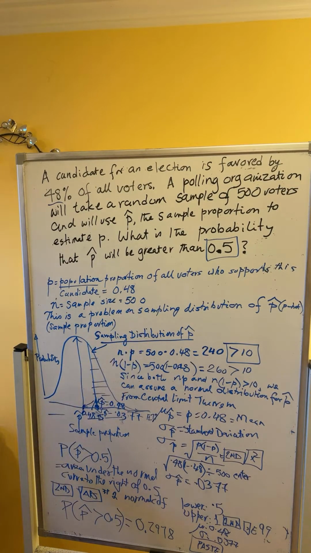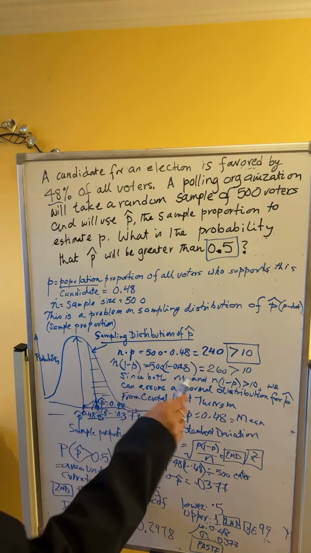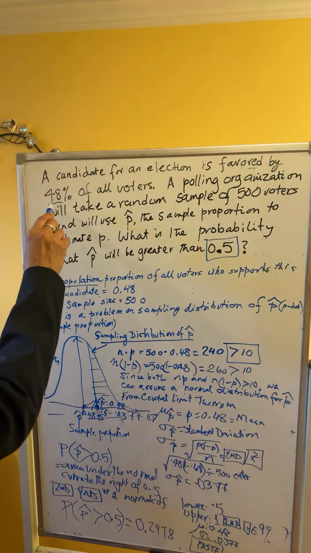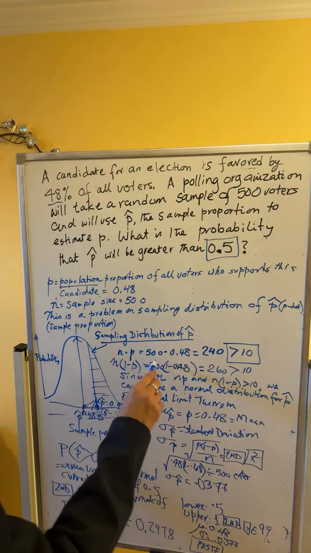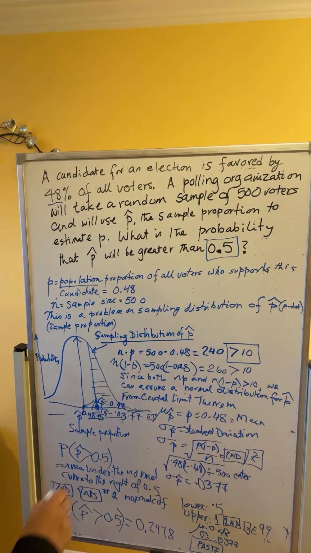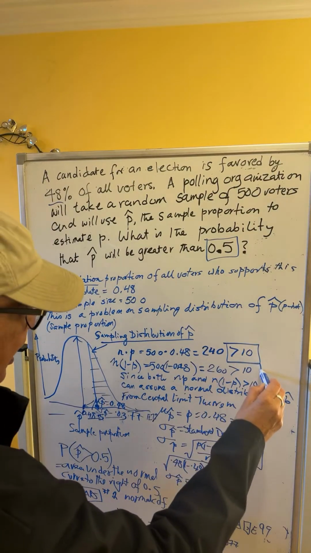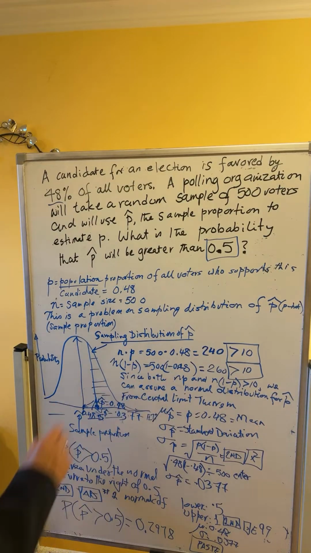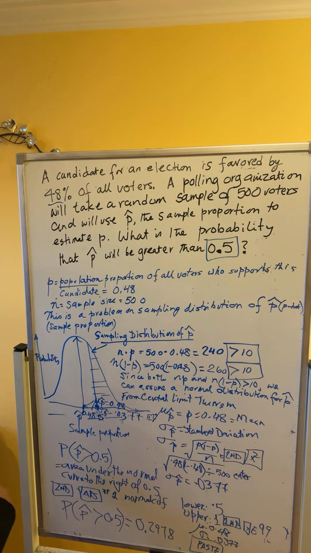P hat is the sample proportion. So P hat on the horizontal axis, probability on the vertical axis. It is normally a bell-shaped curve, but we need to check that. So we calculate n times P. Remember, n is 500. Population proportion is 0.48. 500 multiplied by 0.48 is 240, greater than 10. And 500 multiplied by 1 minus 0.48 is also greater than 10. We need to check those, then we can assume that the sampling distribution of P hat is bell-shaped or normal distribution.